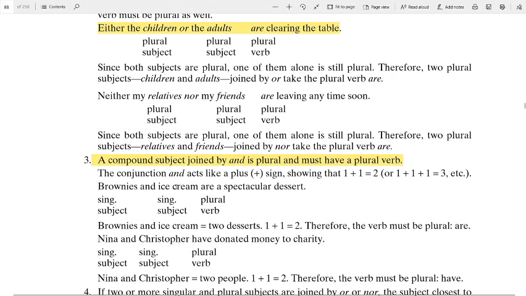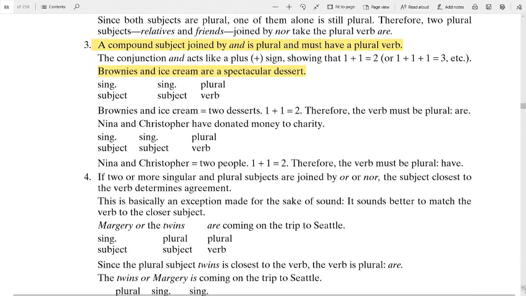Brownies and ice cream are a spectacular dessert. So here, are is plural, that is a compound subject. Okay. So when we are joining something with and, in most cases it takes a plural verb, not singular. But if it refers to a single entity, a single unit, then it takes a singular verb, that we learned in the previous section. Here, Nina and Christopher have donated money to charity.